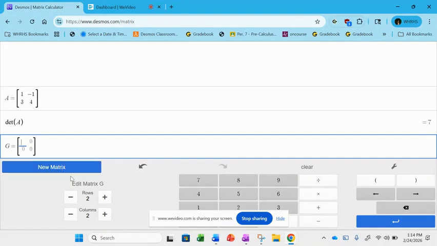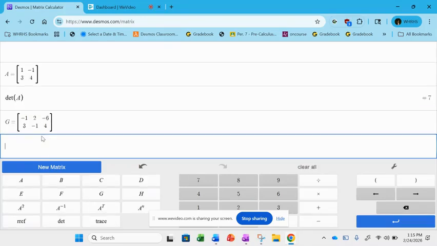Let's do matrix G. Let's make this a 2 by 3. And let's enter in the numbers -1, 2, -6, and 3, -1, 4. And now how do I save this in Desmos memory? Enter. Perfect. Now let's do another matrix.